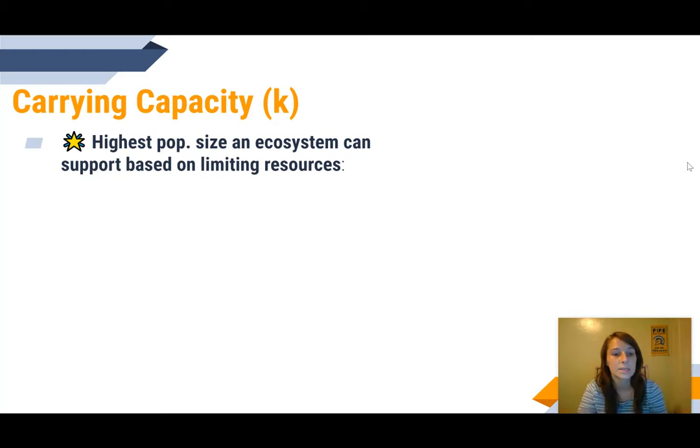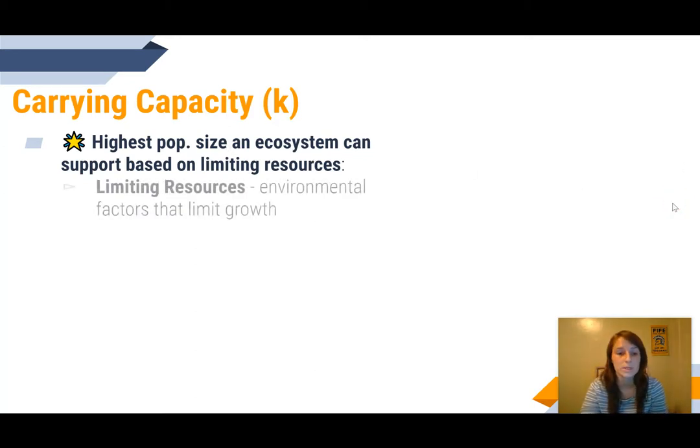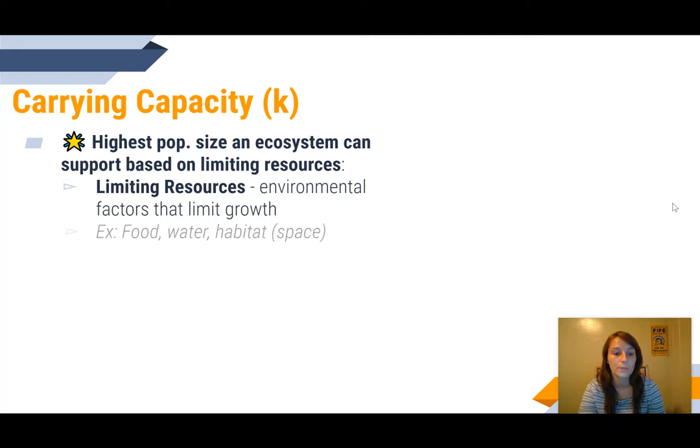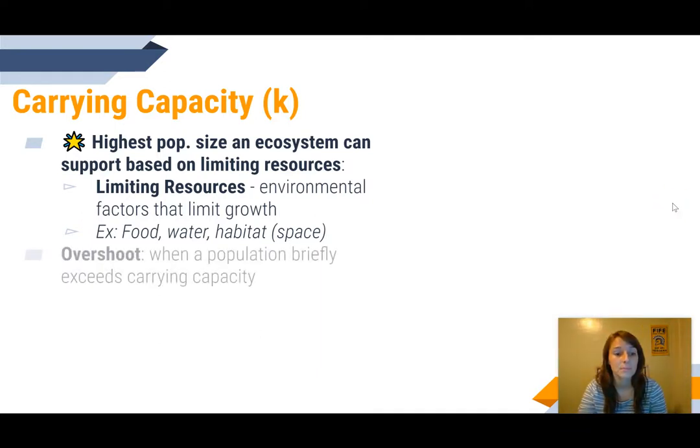So again, carrying capacity is going to be the highest population size that an ecosystem can support based on limiting resources. Now, limiting resources are just going to be environmental factors that limit growth. And these can be things like the amount of food that's available, the amount of water that's available, the habitat, like how much space there is. For birds, maybe it's nesting sites, or maybe for wolves, it would be den areas. So it's just going to be a wide range of things that can impact it.